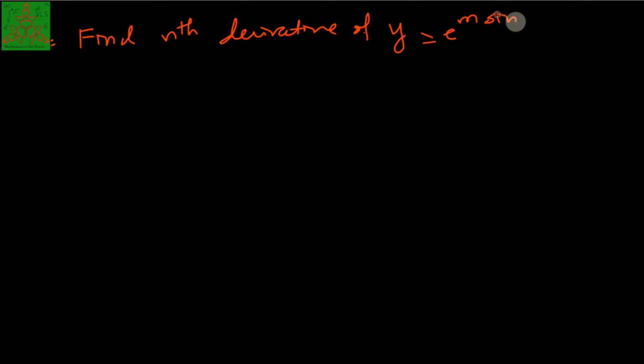Now the next problem that we are discussing is to find the nth derivative of y equal to e power m sine inverse of x, for x equal to 0. That means we have to calculate the nth derivative of this quantity at the point x equal to 0.